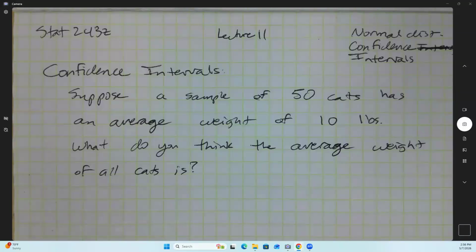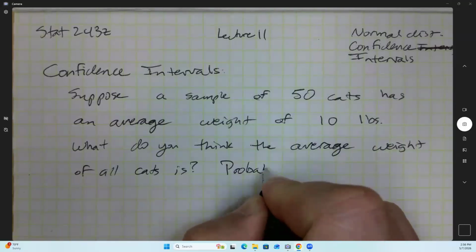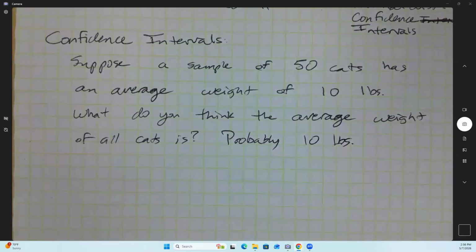If you have an idea, you can say it. Probably 10 pounds. That's what our data said. We're statisticians. We use our data to understand systems, right? Statistics is the science of using data to understand systems. So let's use our data. Yeah, probably 10 pounds, because that's what our data says.